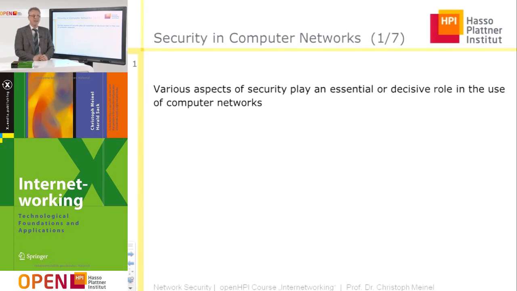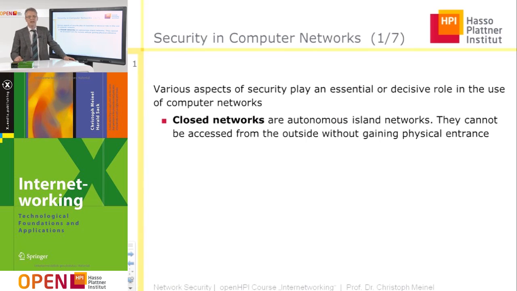The various aspects of security play, of course, an essential and decisive role when we use computer networks. They decide whether we can use computer networks, how we can use them, and what we should do to use the networks in a reasonable way. That means to guarantee secure communication.